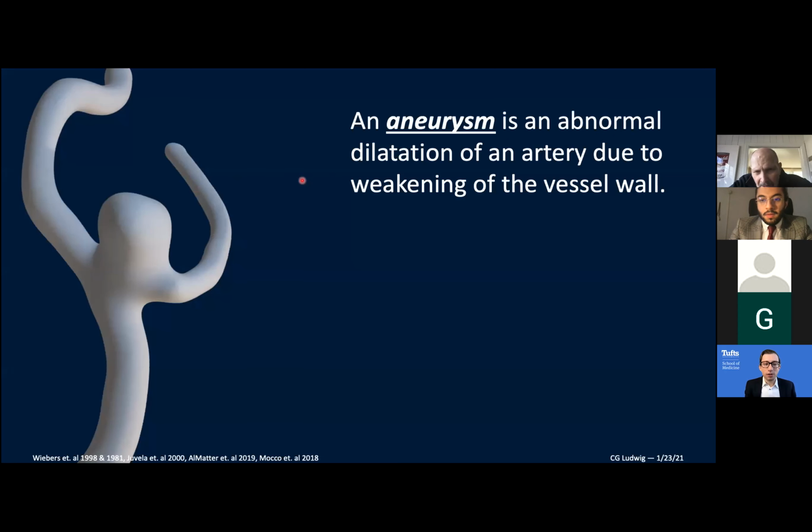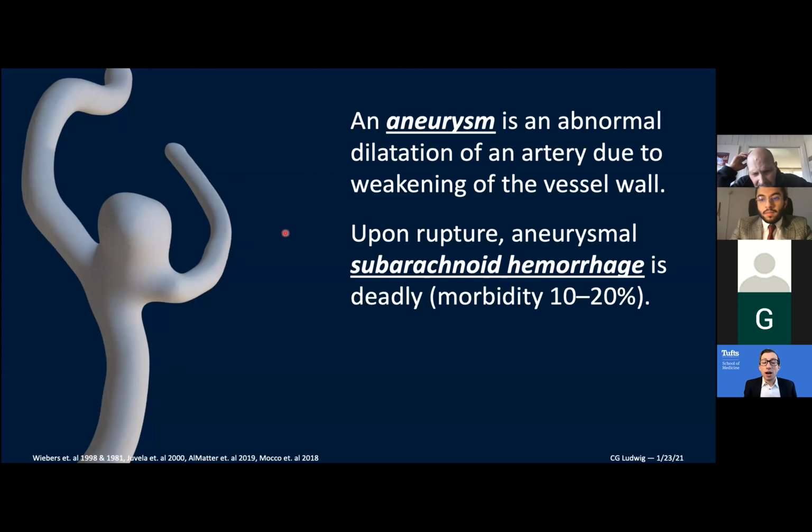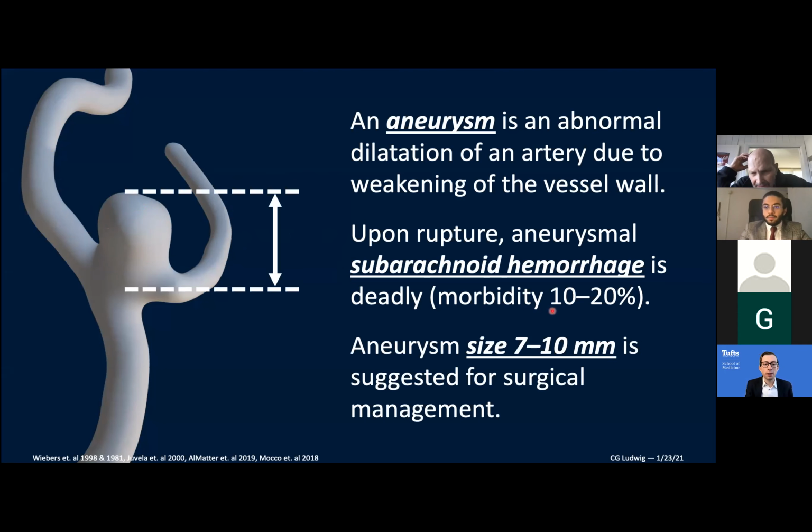So an aneurysm, here's an aneurysm right here. It's an outpouching or dilatation of an artery due to the weakening of a vessel wall. So here's the parent vessel that this aneurysm is branching off of. Now, when an aneurysm ruptures, the ensuing brain bleed is called subarachnoid hemorrhage, and it is quite deadly despite advances in management, today carrying a morbidity that's reported between 10 and 20%.